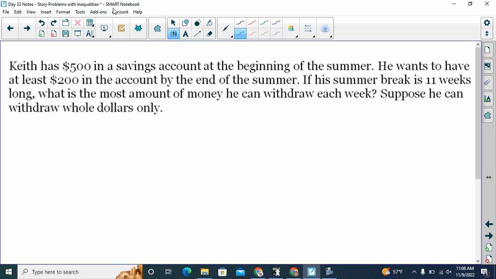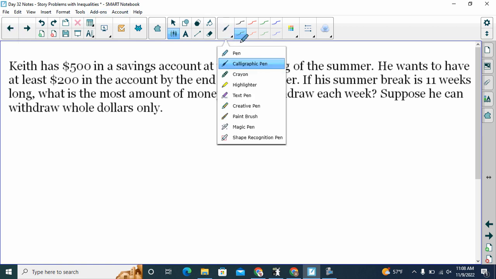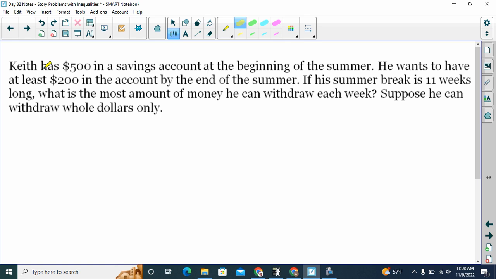Example 2 says Keith has $500 in a savings account at the beginning of the summer. He wants to have at least $200 in the account by the end of the summer. Summer break is 11 weeks. We are trying to find the most amount of money that he can withdraw each week. And it says he can only withdraw whole numbers, whole dollars.